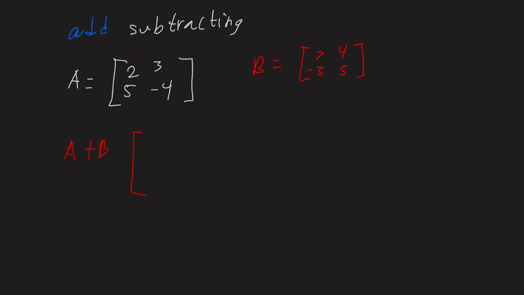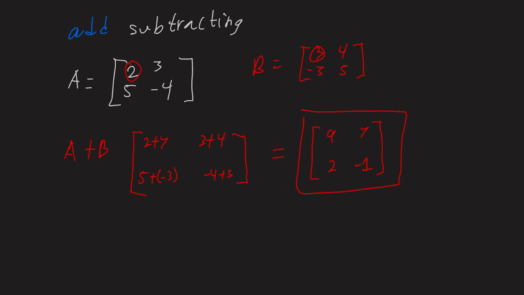And I just add the individual elements together. So at position 1, 1, I'm going to have 2 plus 7. At position 1, 2, I'm going to have 3 plus 4. At position 2, 1, I'm going to have 5 plus negative 3. And at position 2, 2, I'm going to have negative 4 plus 5. And when I evaluate that, that's going to give me a 2 by 2 matrix of 9, 7, 2, negative 1. That is the resultant from adding these two matrices.